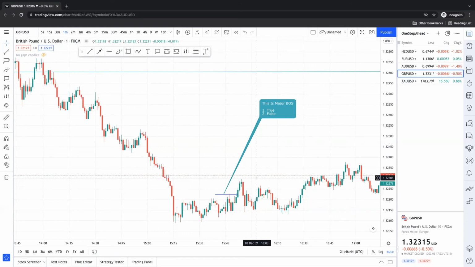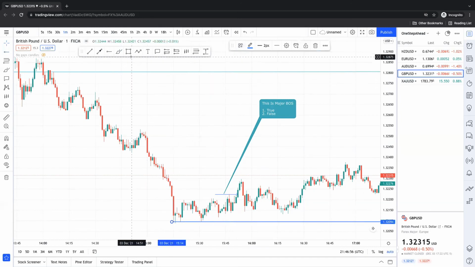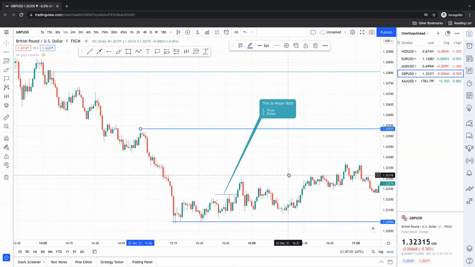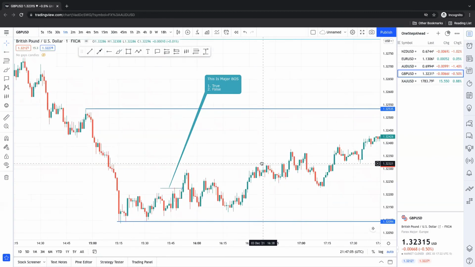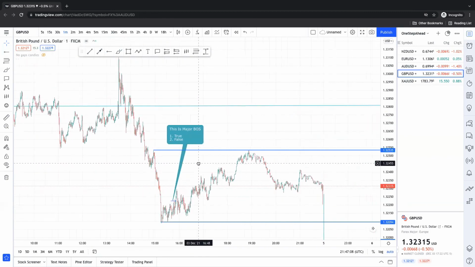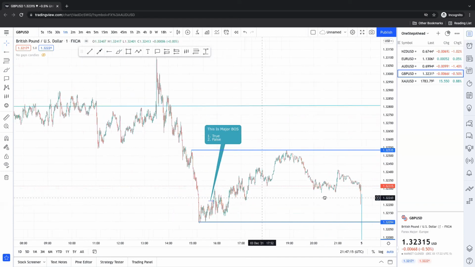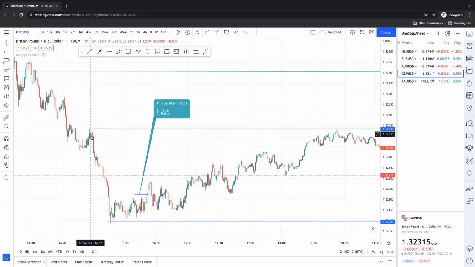So why this is not a major BOS, you need to understand major and minor structure. So here is the thing. Okay, this is your low. Where is the high? Go back here. So anything that happens in between this range is a minor structure. Understand? So let's say it didn't break it. See, mitigation to the point, and then it's failing, and there was your order block here.